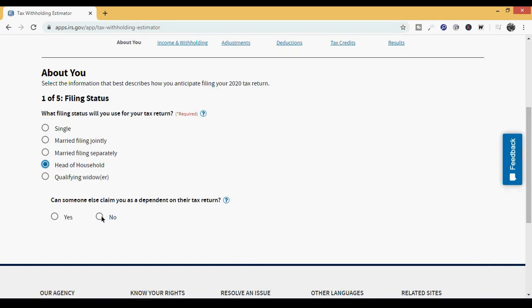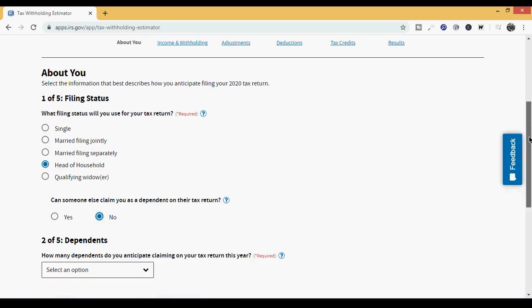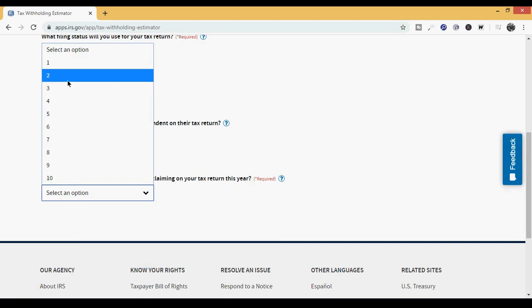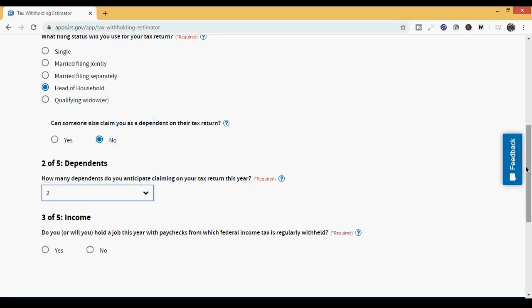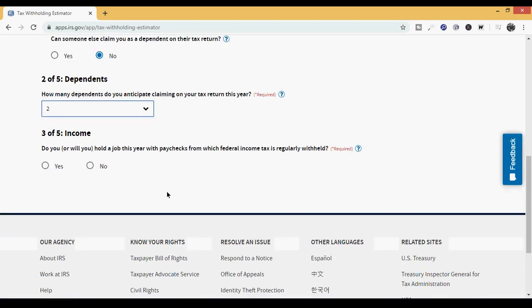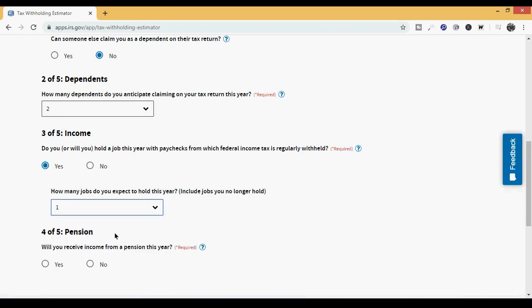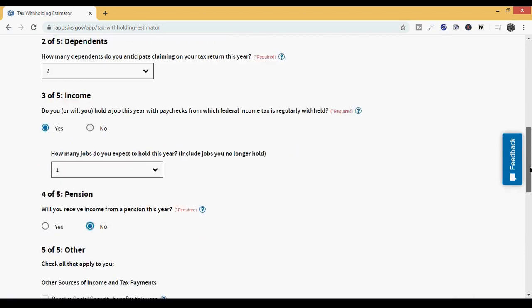Can someone else claim you as a dependent on their tax return? No. How many dependents do you anticipate claiming on your return? 2. Do you or will you hold a job this entire year with paychecks from which federal income tax is regularly withheld? Yes. How many jobs do you expect to hold? 1. Will you receive income from a pension this year? No. And number 5 is other.